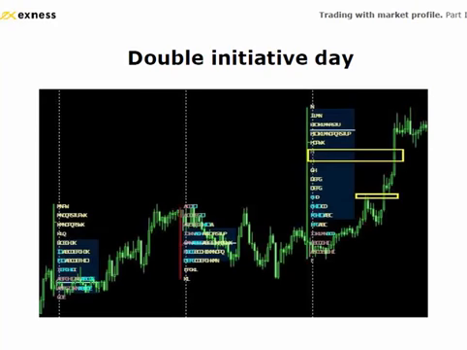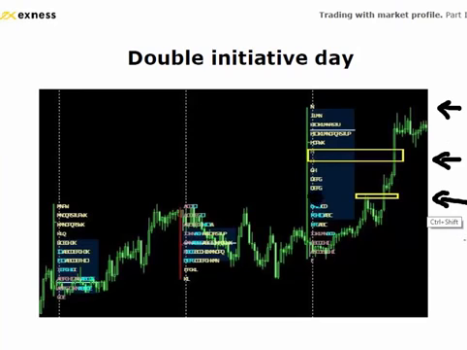Now let's watch another example. It is also a breakout from the balancing area, which is shown here. And this breakout was supported with double initiative activity or two anomalies occurring within a day. Actually there are three of them, 1, 2 and a small spike here.